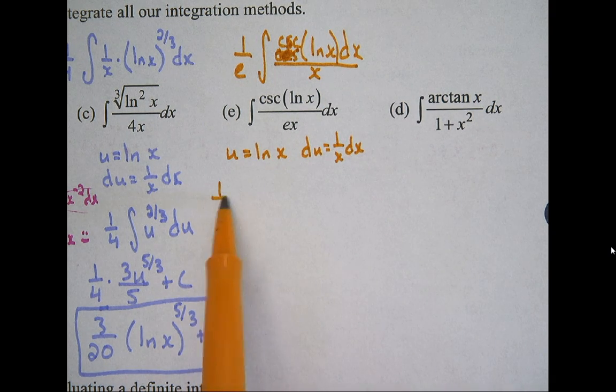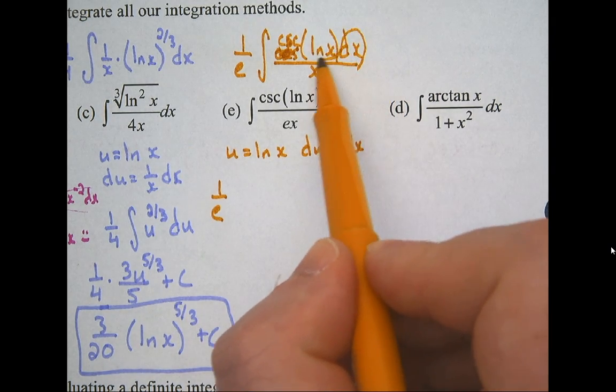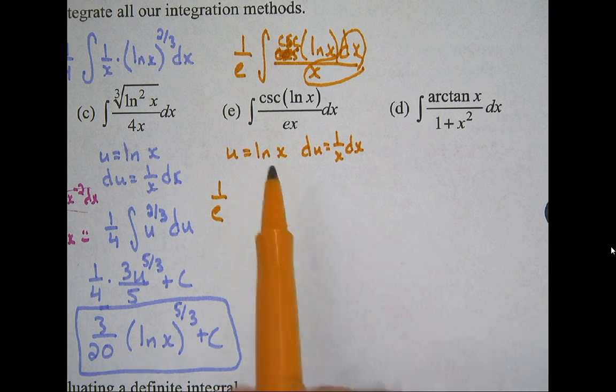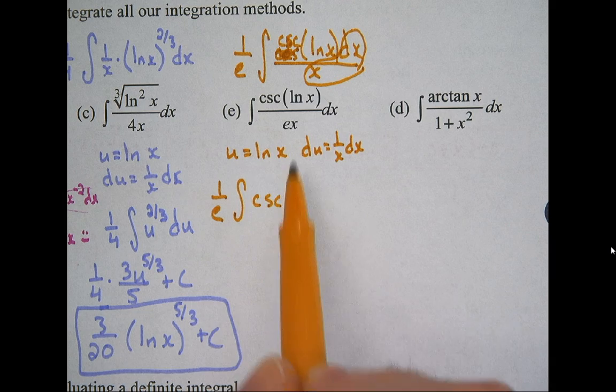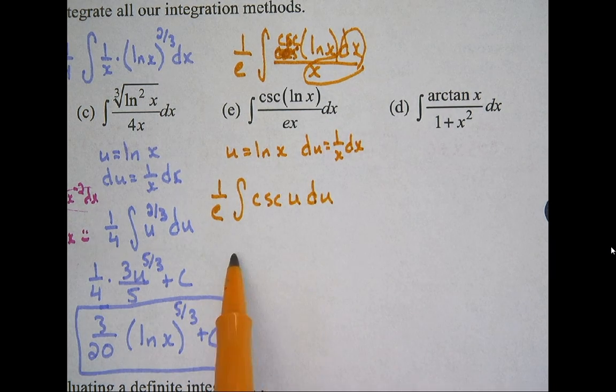A constant, yep. Correction, nope, because here's 1 over x dx. Cosecant of, we said that natural log was u, du. So 1 over e times integral of cosecant.